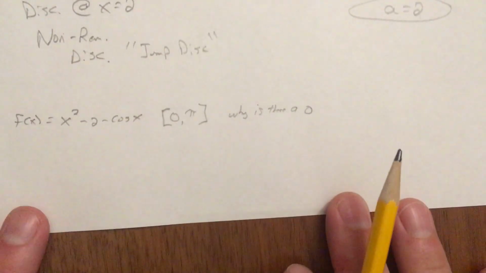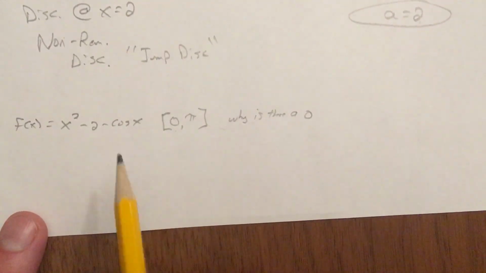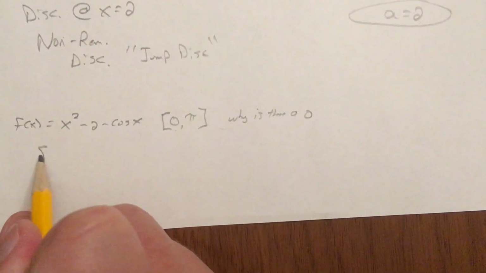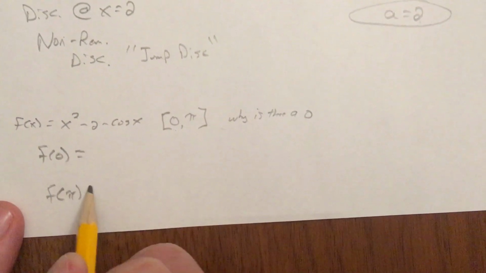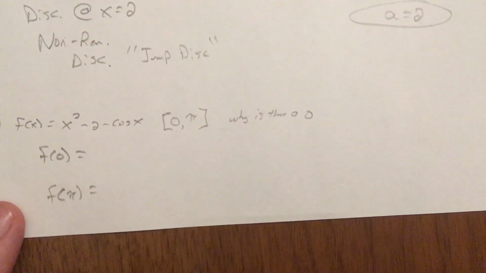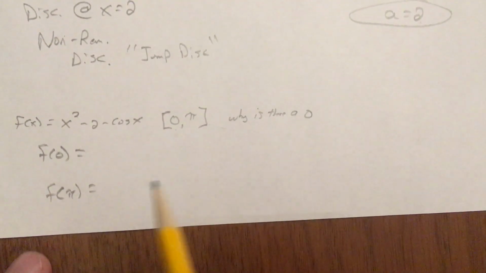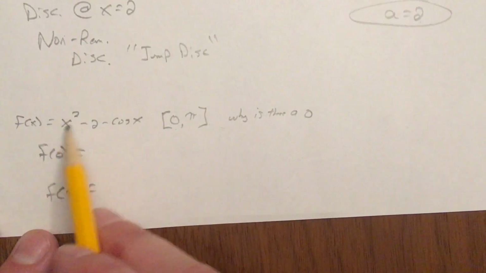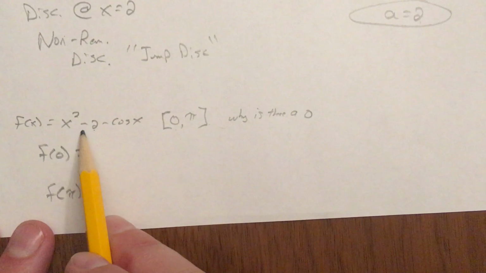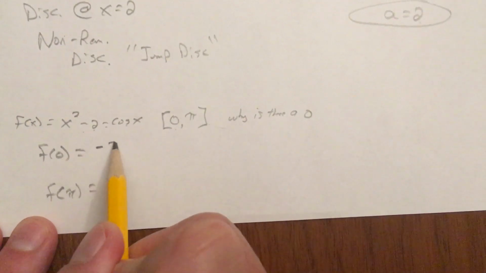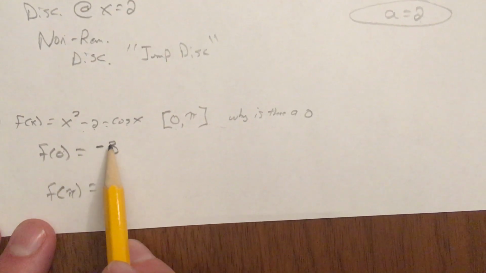All right, last question, 77, says, why must there be a 0 between 0 and pi for this function? So the idea about this is, let's find out what f of 0 equals. Let's find out what f of pi equals. We know this is a continuous function, and let's see if there's a way to kind of bridge up to that 0 there. So if I put 0 in, I get 0 minus 2 minus cosine 0, which is 1. I get negative 2 minus 1, which is negative 3. Okay. So when x is 0, the function is down at negative 3.